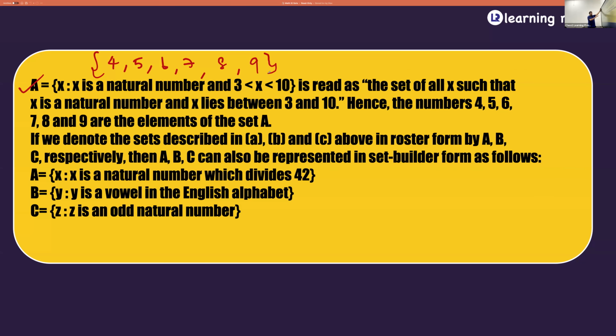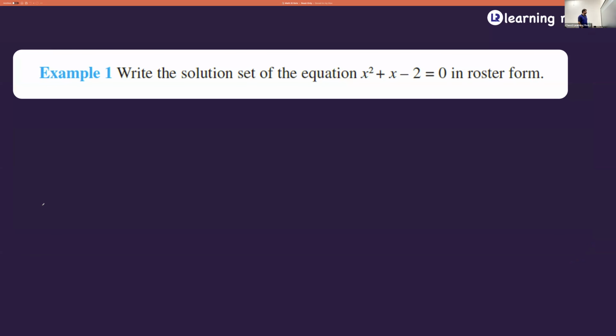Similarly, if I take this one, A is equal to x such that x is a natural number which divides 42. This is actually formed from the example that we discussed. Similarly, y is a vowel of the English alphabet, and here z is an odd natural number, 1, 3, 5, with the dots. That is called an infinite set, about which we'll see next.